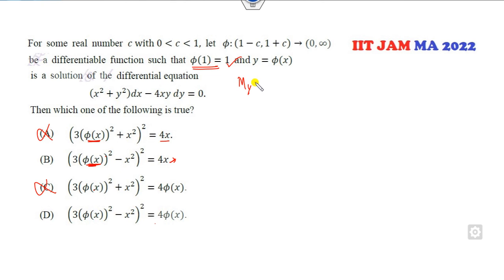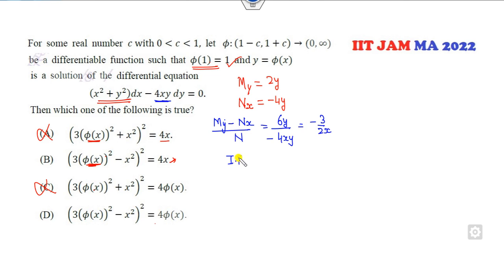Okay, now check about the exactness. M of y is 2y, N of x is minus 4y, so which is not exact. So I can use this. I can divide it by N here. So this means M y minus N x over N. If I subtract them, it's 6y divided by minus 4xy. It is minus 3 over 2x.